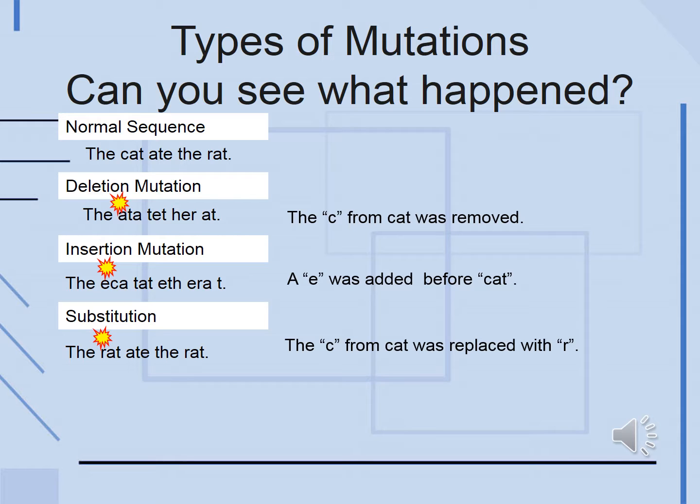Finally, substitution. This would be like a substitution that would be bad, because the C from cat was replaced with an R. Here you've got the rat ate the rat. I mean, it is possible, but cannibalism.